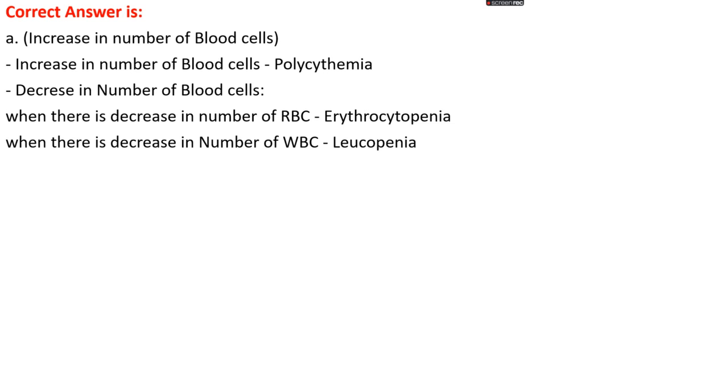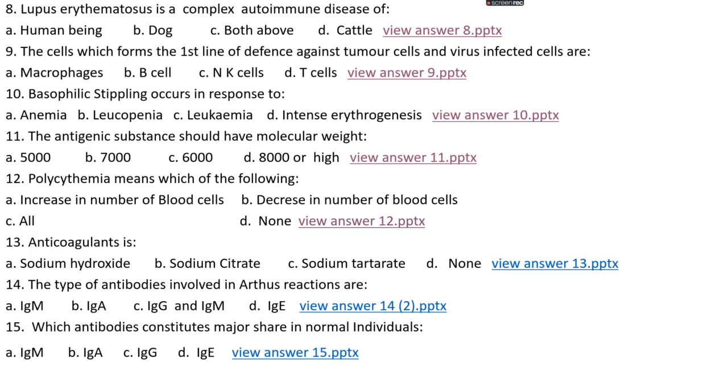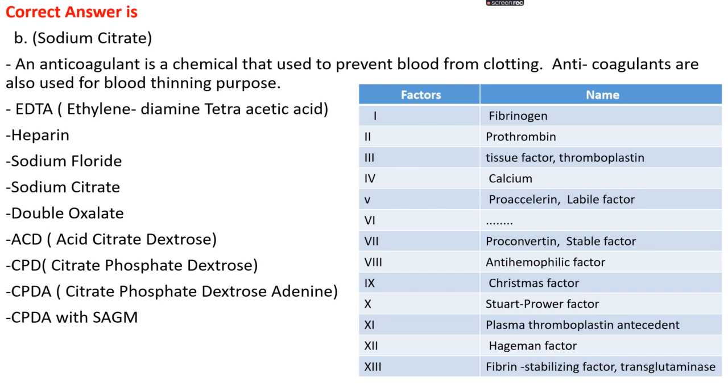A decrease in number of blood cells can be found in two ways. When there's a decrease in the number of RBC, it is called erythrocytopenia, and when there's a decrease in the number of WBC, it is called leukopenia. Okay. Question number 13. Anticoagulant is option A, sodium hydroxide, option B, sodium citrate, option C, sodium tartrate, or option D, none. The right answer is option B, that is sodium citrate.